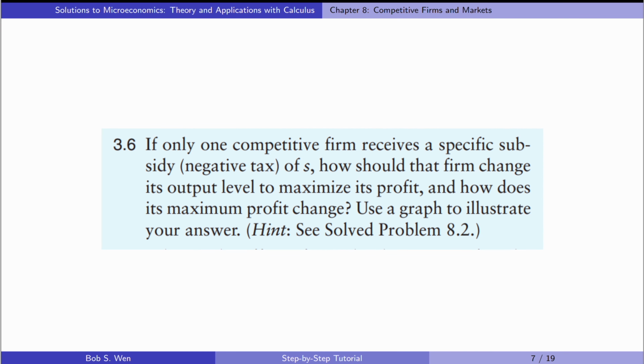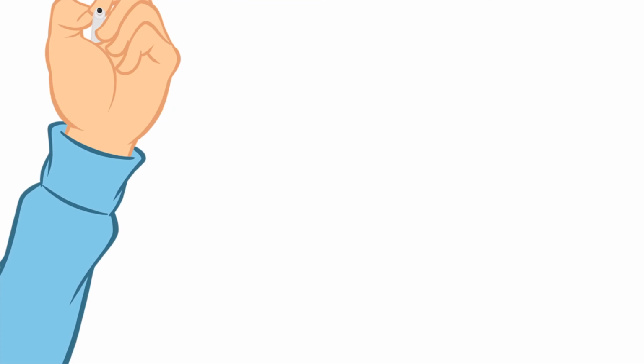Let's do exercise 3.6. If only one competitive firm receives a specific subsidy of S, how should that firm change its output level to maximize its profit? And how does its maximum profit change? Use a graph to illustrate your answer.